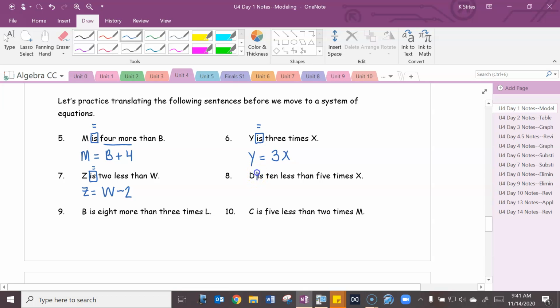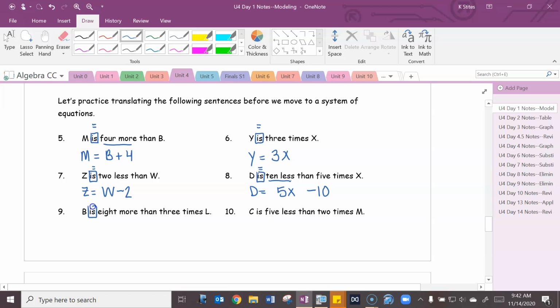D is, that's my equals. 10 less than 5 times x. This has two things going on. 10 less than 5 times x. We have subtraction and multiplication. So 10 less means you're going to have a minus 10 over here. 5 times x, we're going to put that there. So 5x minus 10.